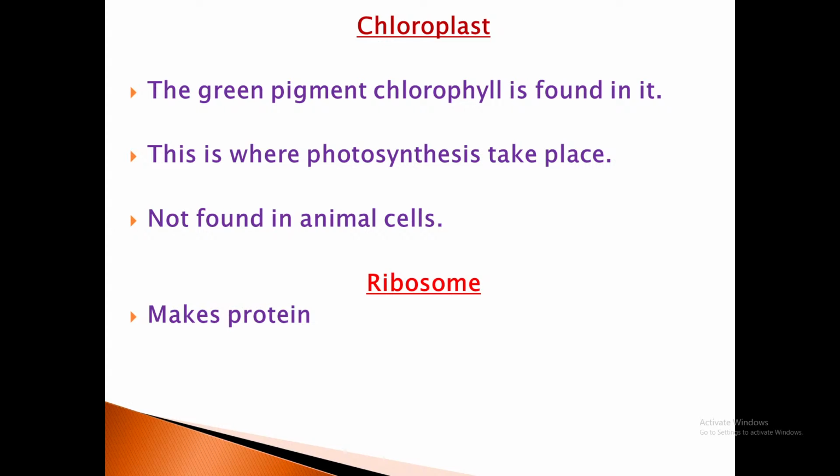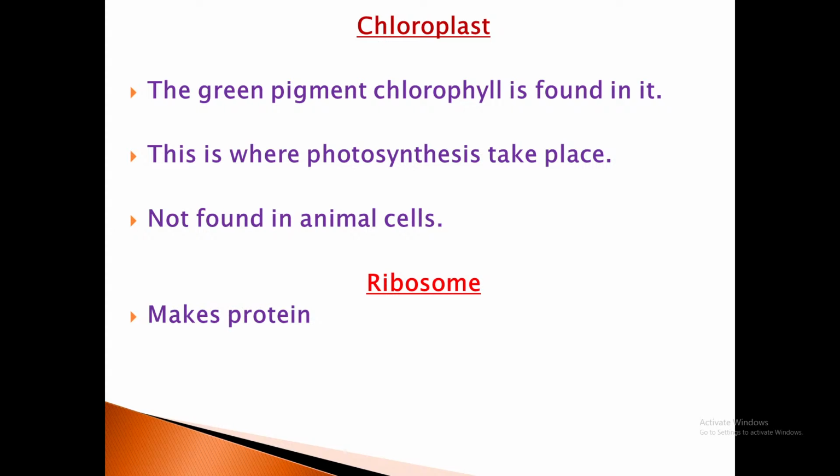And of course, these components are not found in animal cells. You're not going to find chloroplast, then you're not going to find the chlorophyll in the animal cell, simply because animal cells don't make their own food. So there is no need for them to actually have chloroplast or chlorophyll. So that's the next difference between plant cell and animal cell.